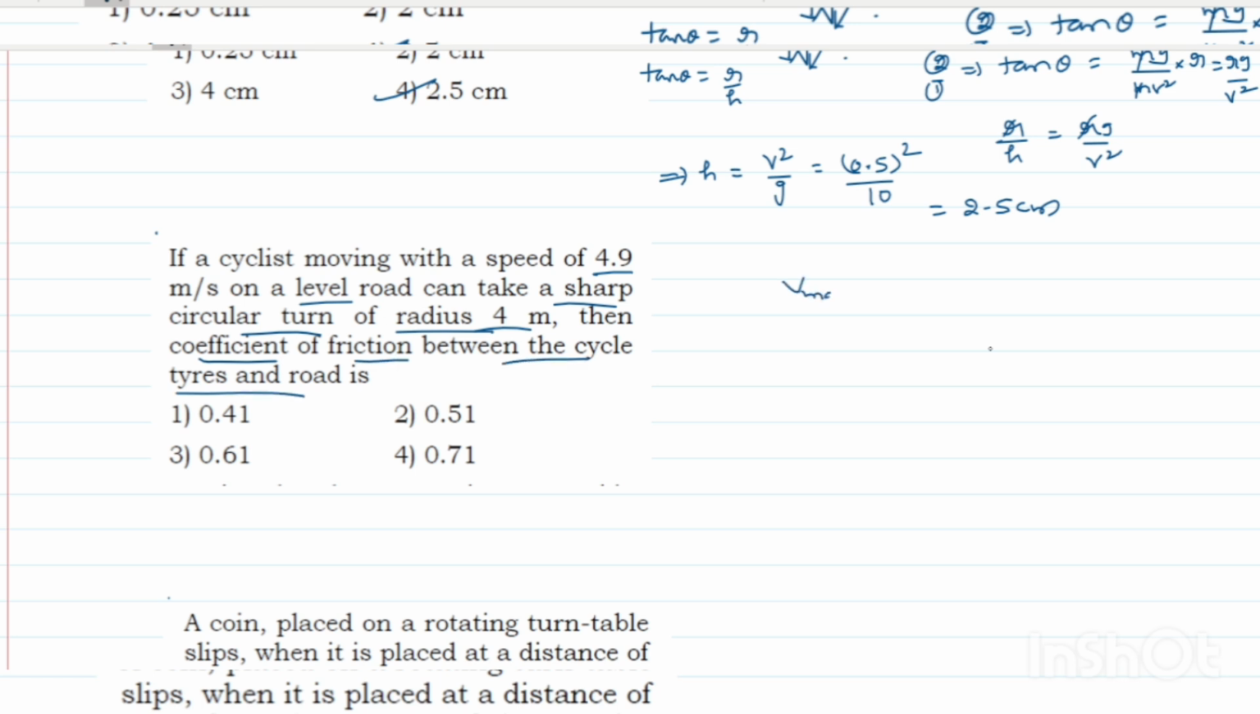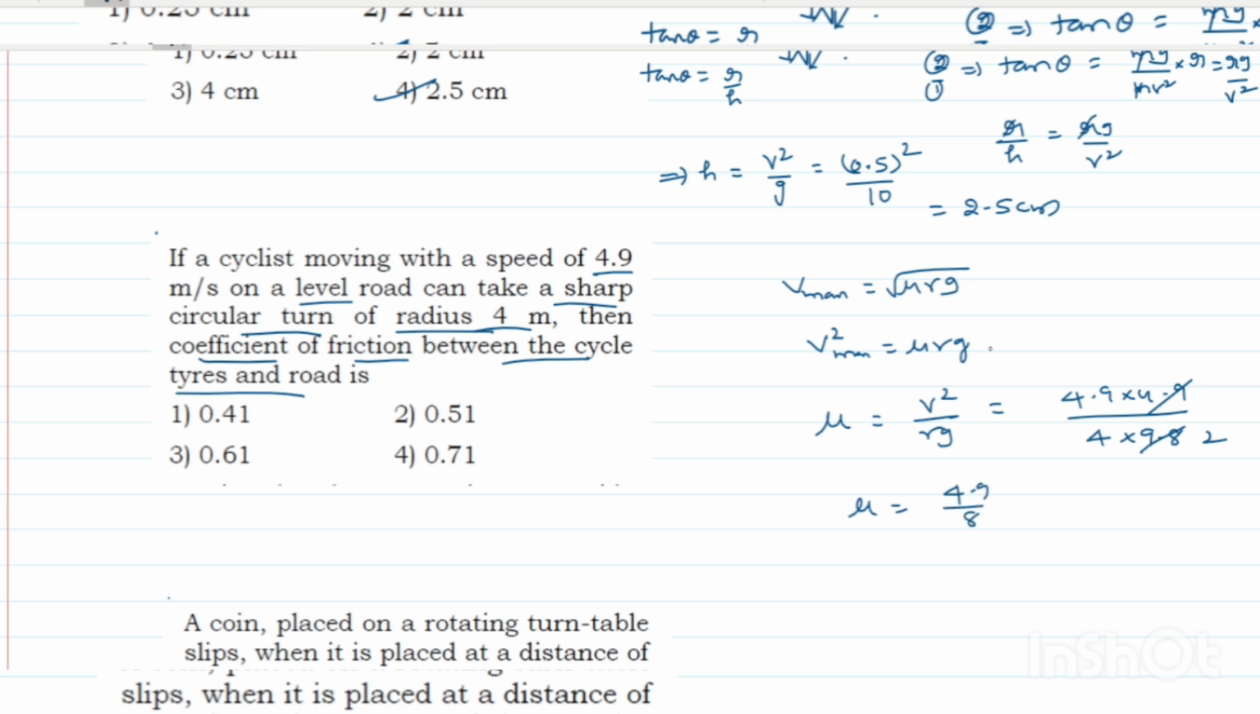So the maximum speed formula, the same in circular motion, V maximum will be equal to the square root of mu into R into G. So V square maximum will be equal to mu into R into G. They are asking the coefficient of friction, mu, which equals V square by R into G. So V value is given as 4.9 into 4.9, radius is given as 4 meter, and G value you can take as 9.8. This is 2 times 2, 4 4s are 8, so the mu value will be 4.9 by 8, which is nothing but 0.61.